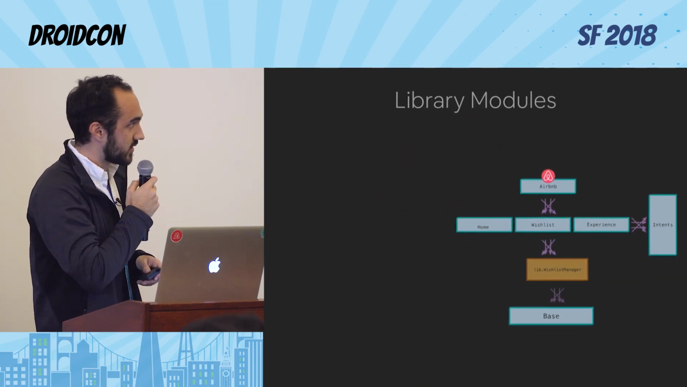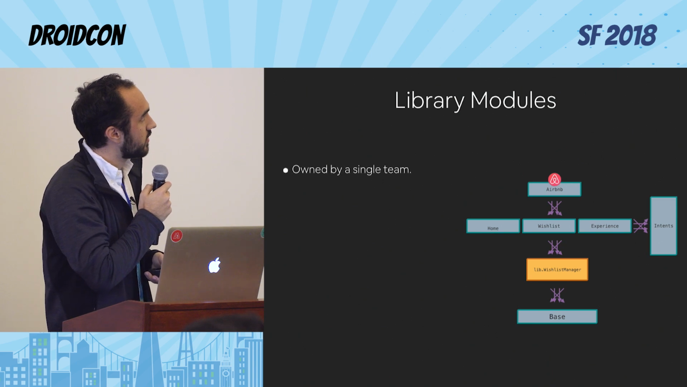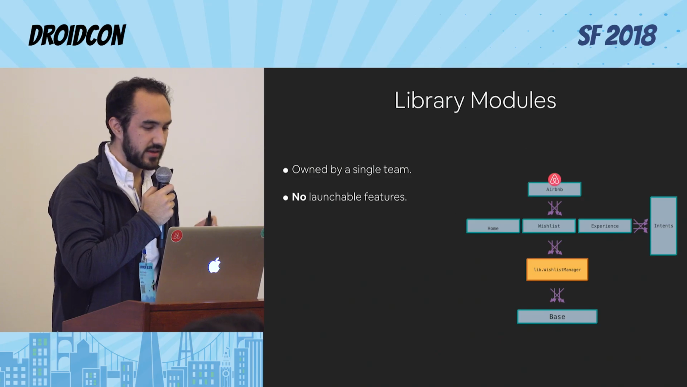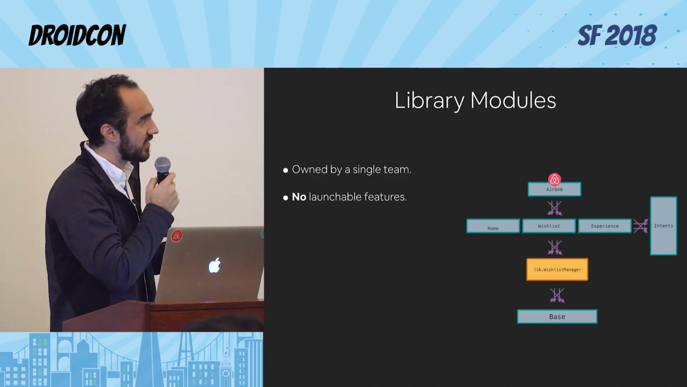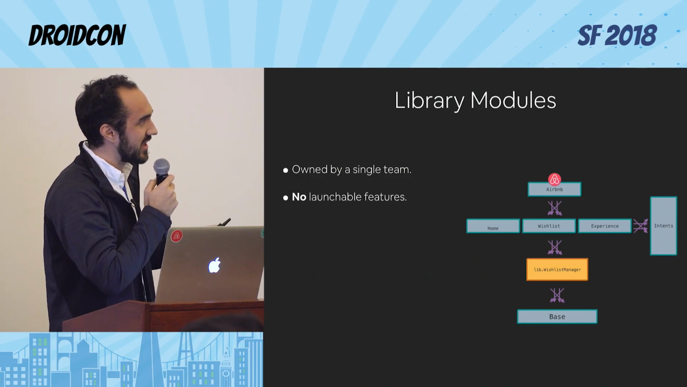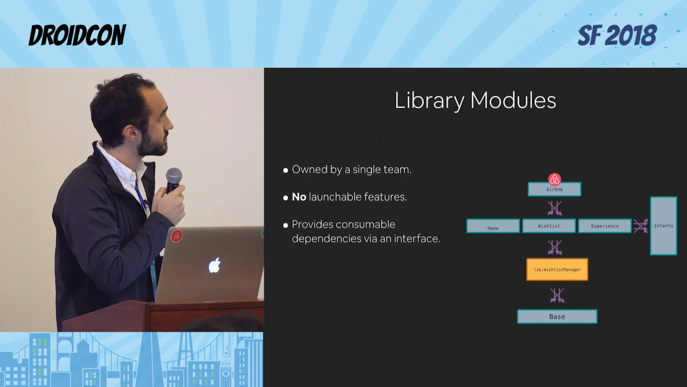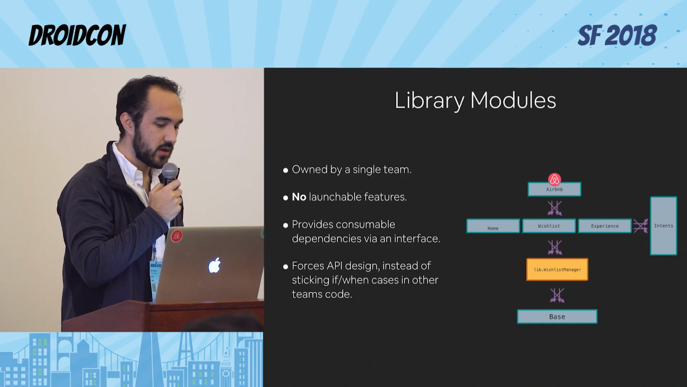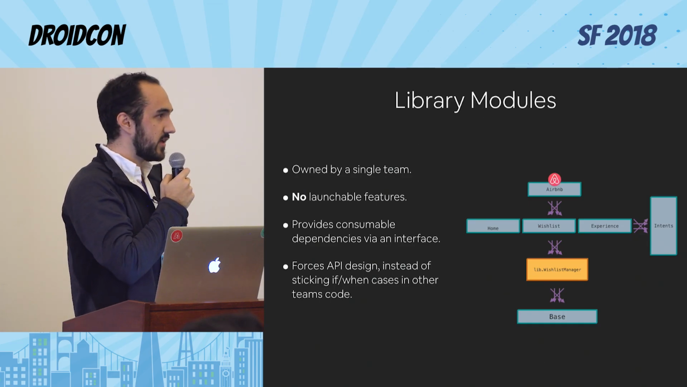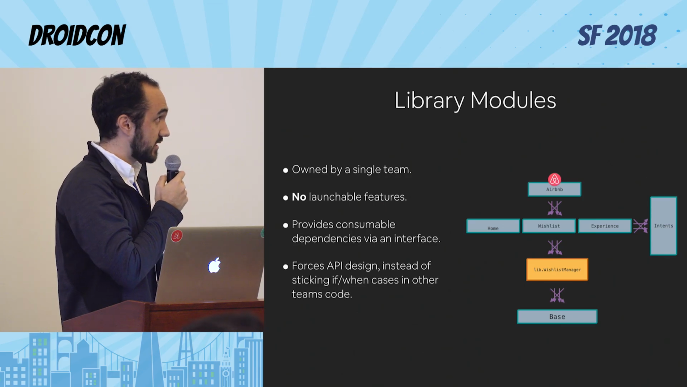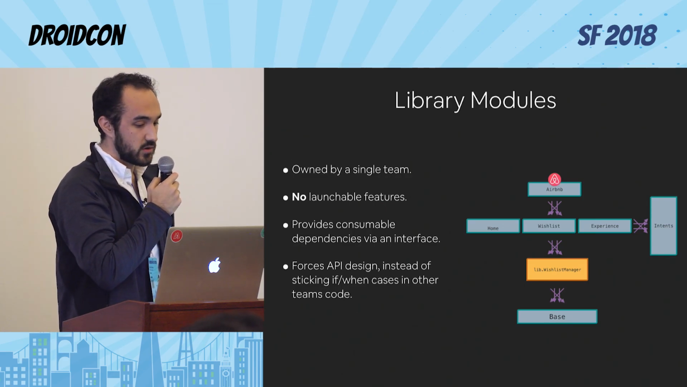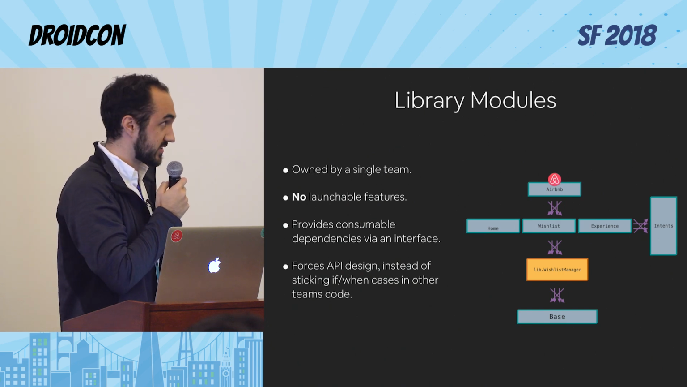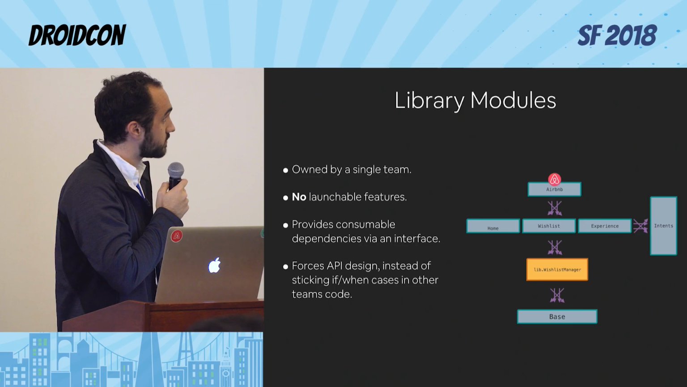So we introduced the concept of a library module. These are similar to feature modules in the sense that they're owned by a single team. But the big difference is they have no launchable features. So you can't just create a library module that launches a feature and call it that just because it's a workaround to share code. And what we found is that this actually forces better code, because when you design a library module, you're thinking, this is an API that I'm sharing with the rest of my team. So instead of going into some other team's code and writing some switch statements to add my product logic, I create that as a library module, which is consumed and clearly depended on by other code.